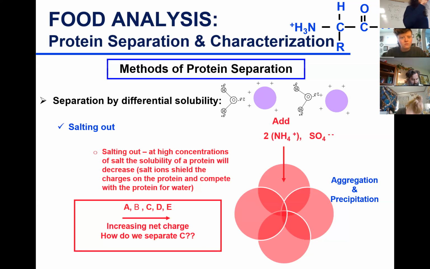I will put salt at a specific concentration that will precipitate A and B, but leave C, D, and E in solution. So I will put just enough salt to make sure that A and B will sediment when I centrifuge. And then now I have C, D, and E. Then I add a little bit more salt that I know will precipitate only C and leave D and E in solution. So basically I play around with the salt concentration. Now you would go, how do I know how much to put in?